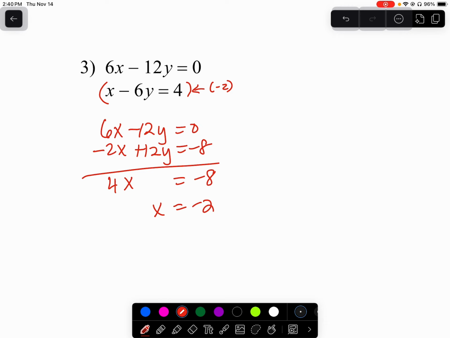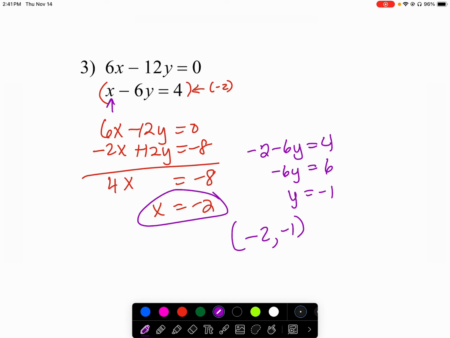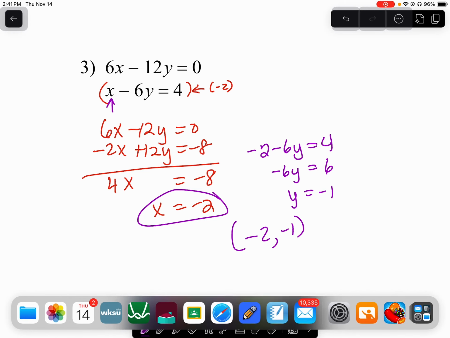Now I need to know what y is. This equation seems pretty good. You can substitute at this point in any equation, but my x value is negative 2, so I get negative 2 minus 6y equals 4. If I add 2 to both sides, I get negative 6y equals 6. Divide by negative 6, I get y equals negative 1, for a point at negative 2, negative 1. Now, at any time, you can go into Desmos.